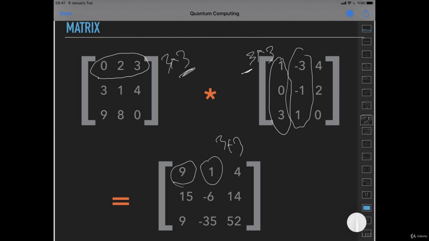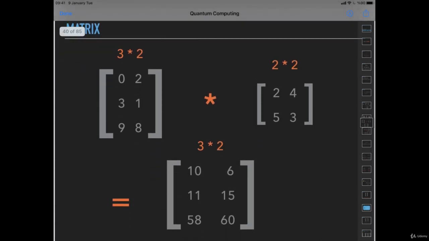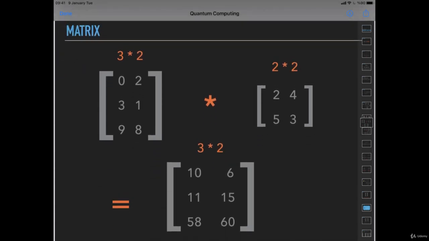So this 3 by 3 is actually the rows of the first matrix and the columns of the second matrix, so the remaining numbers that we haven't used before. Let me show you a clearer example over here. In the first one, I have 3 by 2, and in the second one, I have 2 by 2.